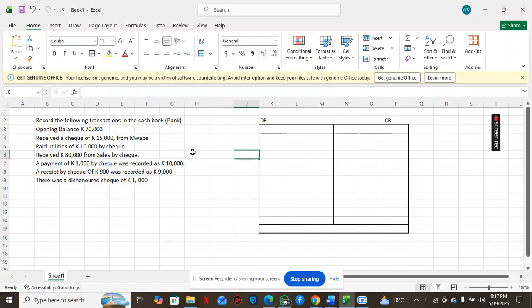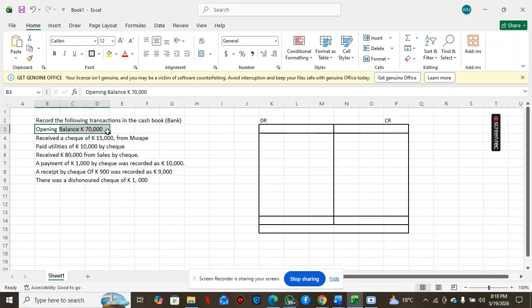All right. So here we have an opening balance of 70,000 kwacha. You're going to say opening balance. This is the cash book, the cash account, which is an asset account. So the opening balance has to be on the debit side. So you put 70,000 here.